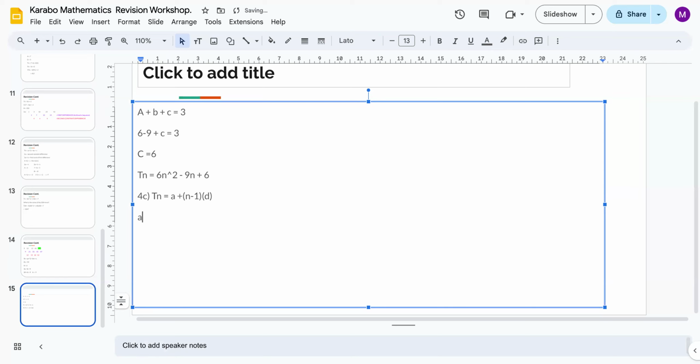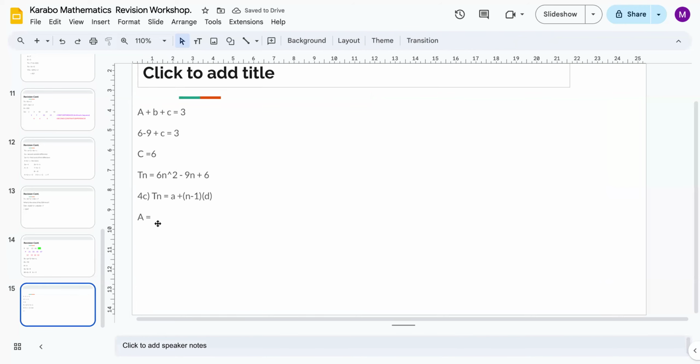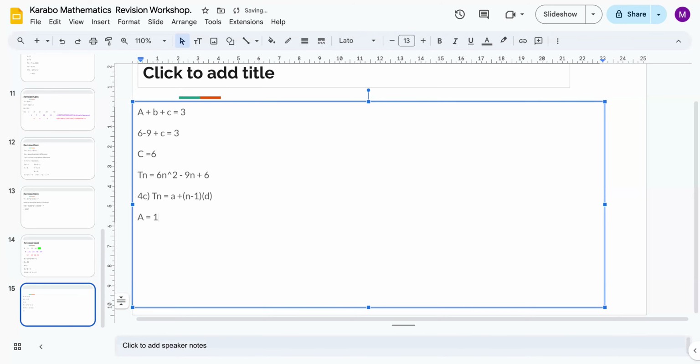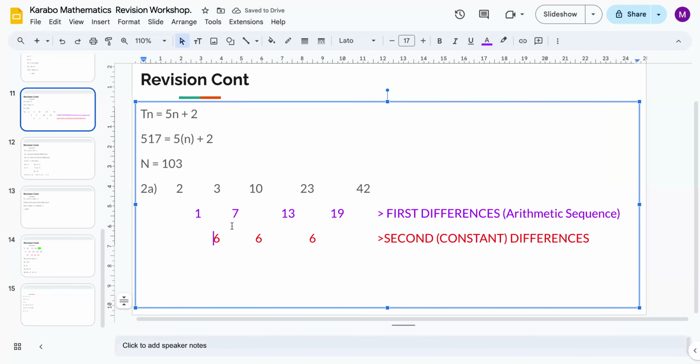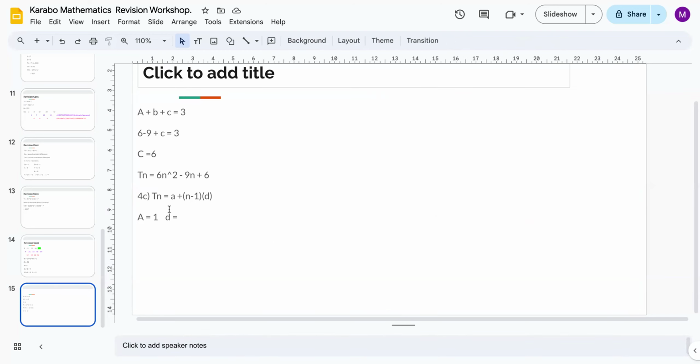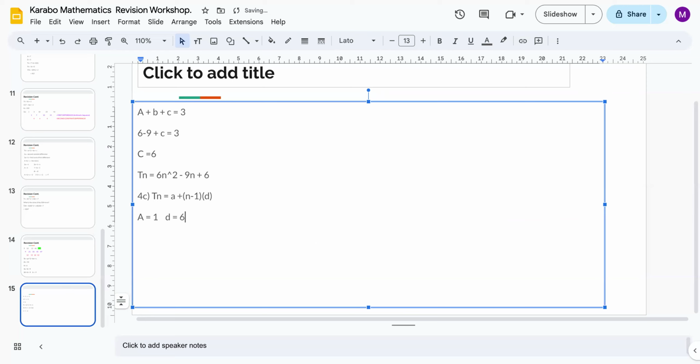From our first differences, we know that A is the value of the first term, which is equal to 1. We know that D is our constant difference, and our constant difference is 6. So we can take the 7, subtract the 1, 13, subtract the 7. It'll always be a constant difference of 6. That gives us enough to derive a general formula for our arithmetic sequence. Let's say that Tn is equal to A, which is 1, plus n minus 1 times our constant difference, which is 6.